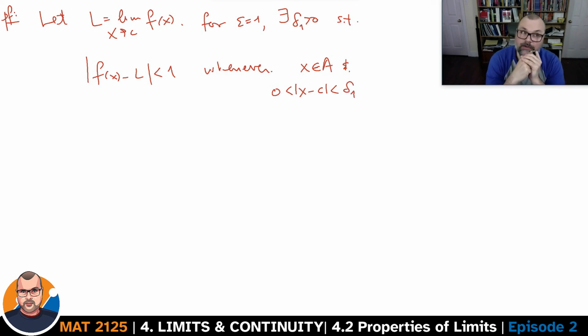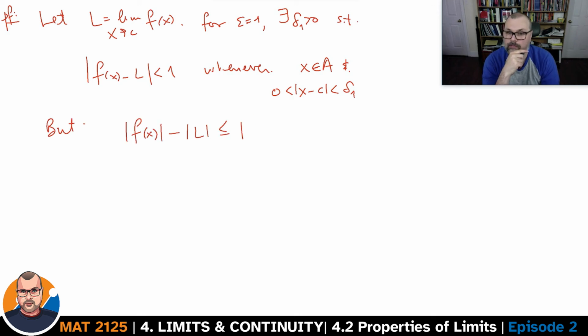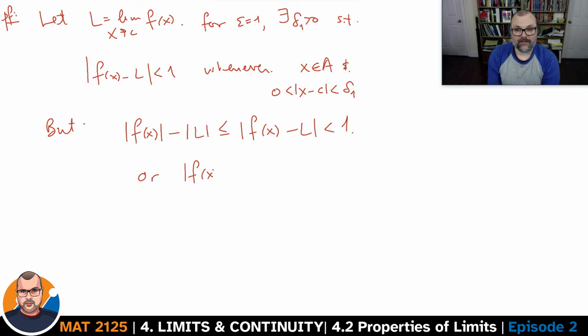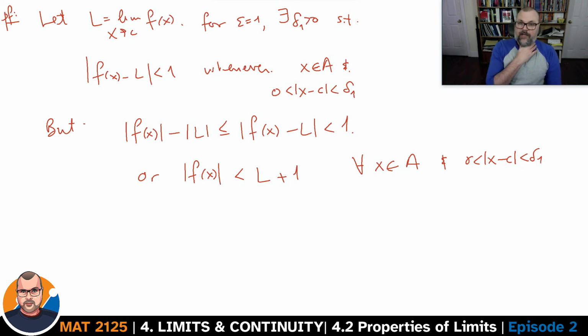Now, one of the properties of the absolute value seen is that the absolute value of f at x minus L will be bounded below by the absolute value of f minus the absolute value of L. In particular, this means because f at x minus L is smaller than 1, that f at x in absolute value minus L in absolute value will be smaller than 1, or f at x is smaller than L plus 1 for every x in A within delta 1 of the value C, assuming of course that x is not equal to C.